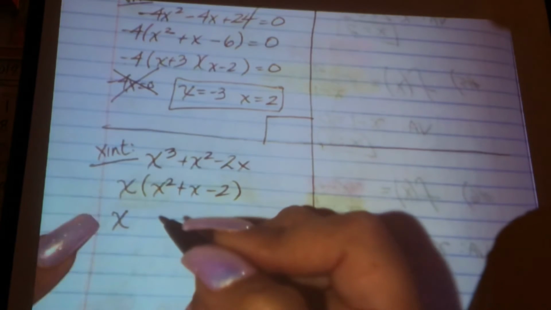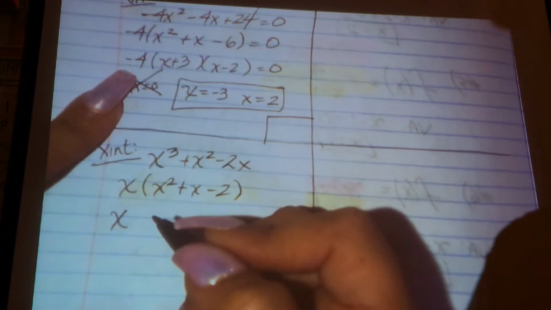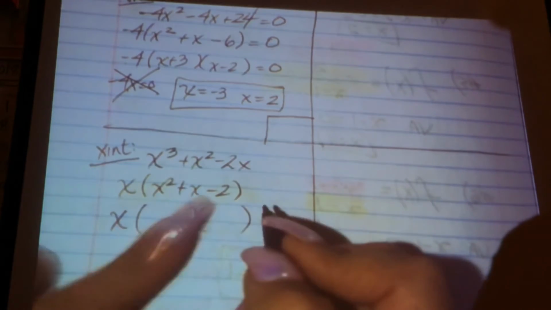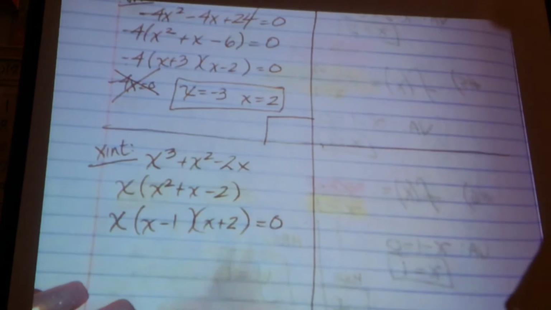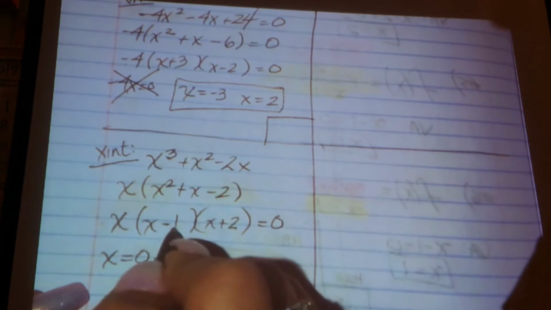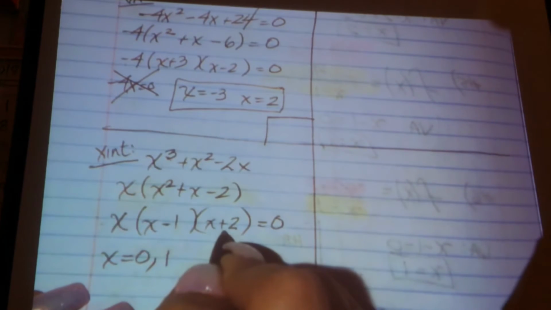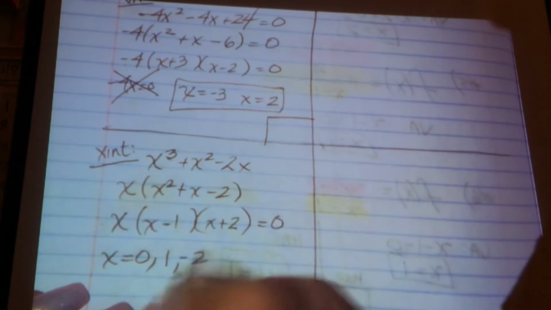So I have an x there. That's an x, that's a 4. That's an x, that's a negative 4. That's not the same thing. And then I factor this. What multiplies to negative 2 and adds to 1? And that's going to be set equal to 0. This has a 3 up here, so yes, I'm going to have 3 answers. What are my 3 answers? x equals 0, 1, and negative 2.